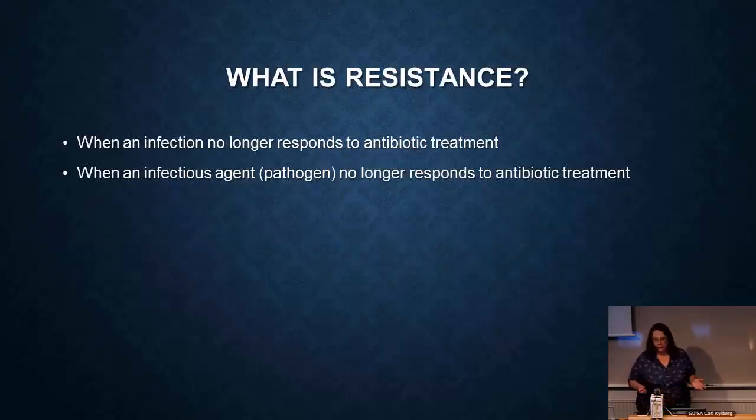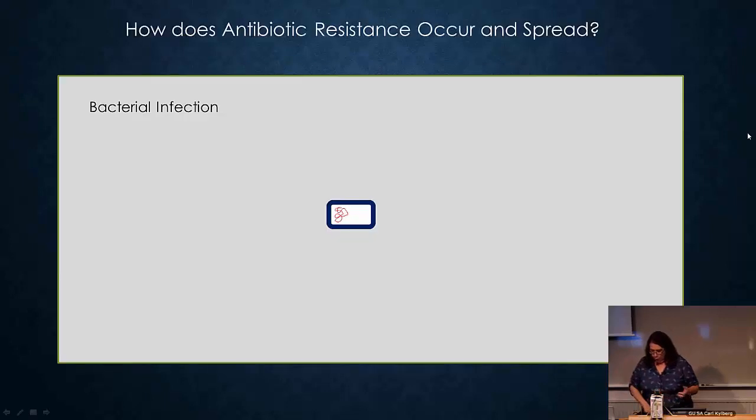All right, so now let's get into antibiotic resistance. Let's start just by simply defining it. What is resistance? Essentially, it is when an infection no longer responds to antibiotic treatment. When an infectious agent, which is also known as a pathogen, no longer responds to antibiotic treatment when it normally should. And to give you an example here, here's a little picture of a bacteria.